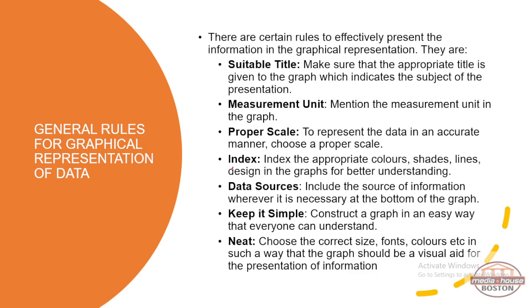And then we also have the index. The index is the appropriate color, shades, line, design in the graph for better understanding, to show that this is different information. You might have to use a different index to say that this will be blue, this will be red. Red represents numbers of viewers, the blue underneath represents the people who like, and the green represents people who don't like the show.